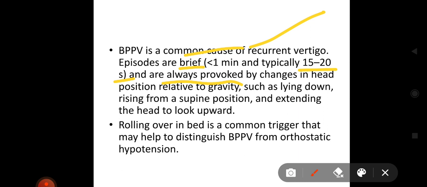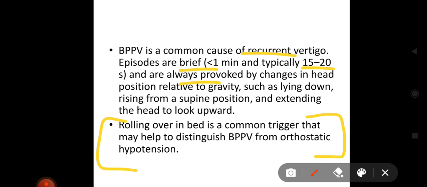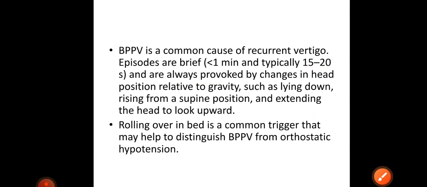So what are the important features of BPPV? Recurrent vertigo, very brief episodes less than 1 minute or typically 15 to 20 seconds, and are always provoked by change in the head position. Rolling over in bed is a common trigger that may help to distinguish BPPV from orthostatic hypotension. So you will find this history very commonly, that rolling over in the bed is the trigger of a sudden vertigo episode, which lasts for very little time, that is less than a minute.